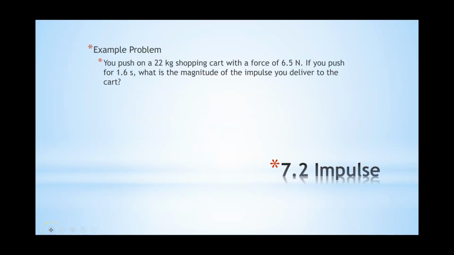So let's go ahead and look at our first example problem here. We are going to push on a 22 kilogram shopping cart. So we have a mass of 22 kilograms, and we're going to push with a force of 6.5 newtons, and we're going to push for a time interval of 1.6 seconds. What is the magnitude of the impulse that we're going to deliver to the cart? We just learned that impulse is equal to the force times the time interval. So we don't actually need the mass here, but we're going to use these other two pieces.